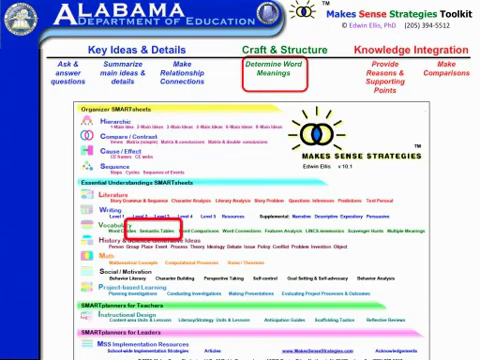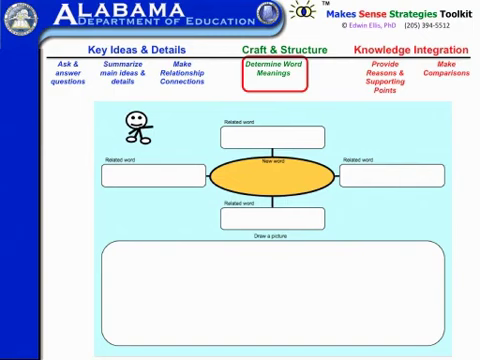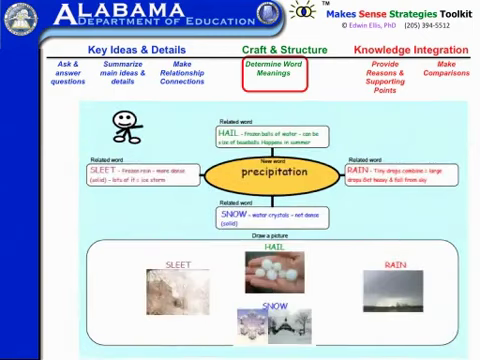Let's take a look at semantic webs. If you click on that, this page will open up. And here's a sample of a pretty simple one. Let's say the word is precipitation. The way semantic webs work is you start with this, and then what are related words. We can define those related words as well, and then draw pictures of different types or manifestations of the term.